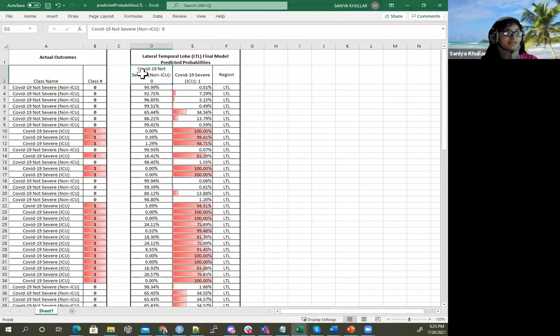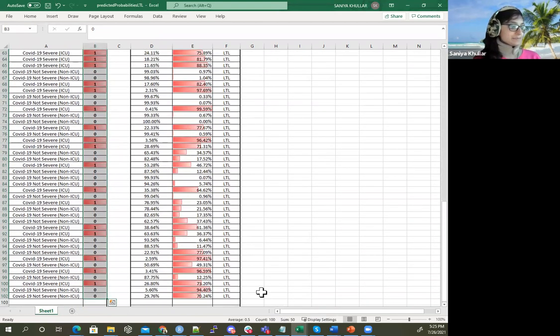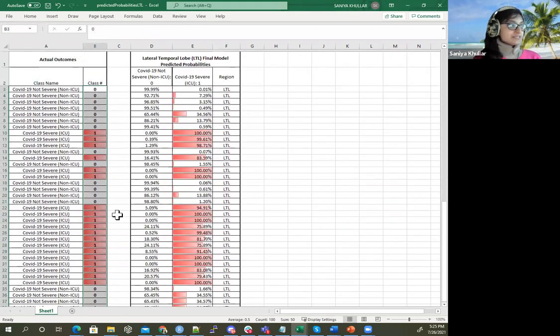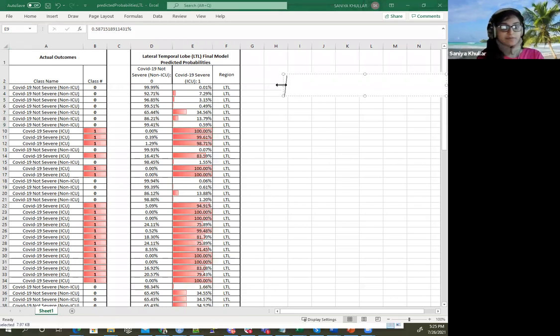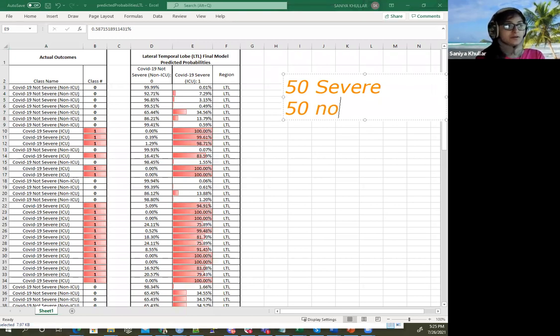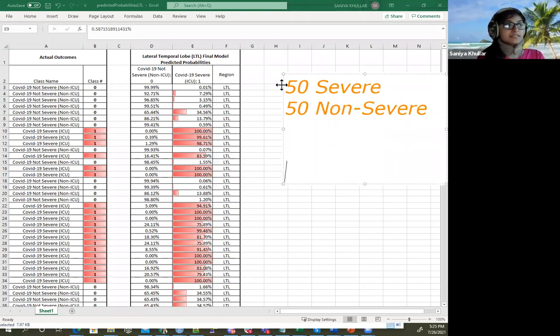And we've built a predictive model to predict whether COVID-19 severity is present or not. For these patients, there are 100 patients here. These are the actual outcomes: 50 who are severe and 50 who are not severe. So this is the actual outcome.